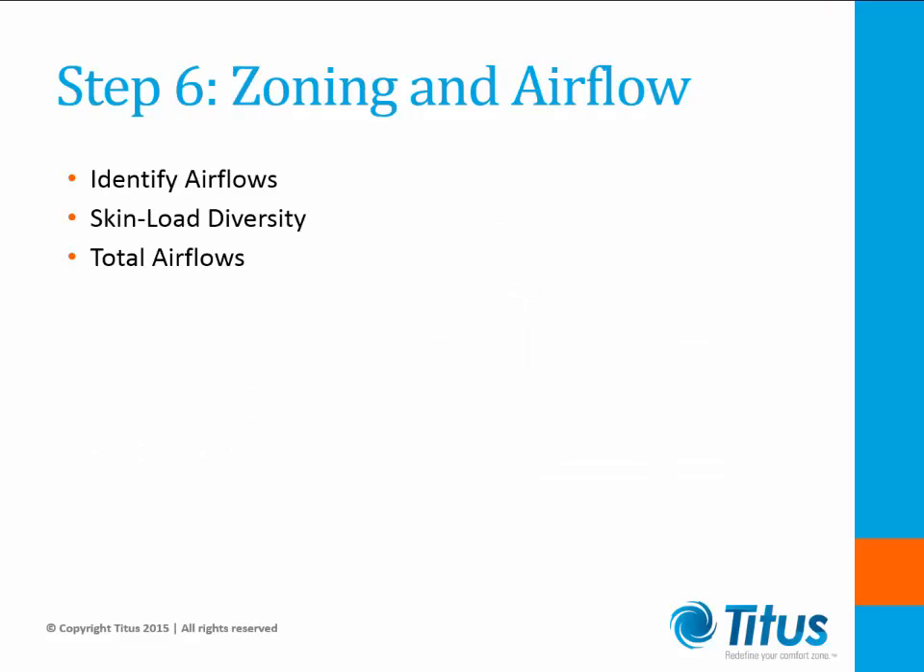Step 6. Zoning and airflow. At this point, you record airflow volumes on the sketch. Things to keep in mind while you're recording these airflow volumes. When designing a VAV system, consideration must be given to changing diversity of the load. This generally, but not always, refers to the skin load requirements or loads of a building.